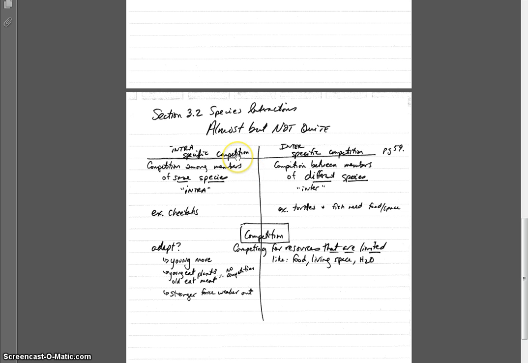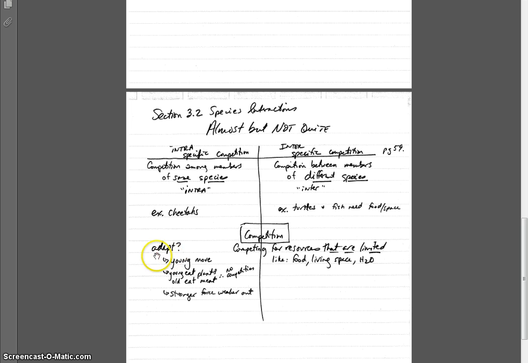And then what's similar between these two, right? That's the notion of competition itself. And so I put the definition of competition from the book, competing for resources that are limited. So maybe there's not enough food, or not enough living space, or not enough water. And so that's the bigger idea of competition, but then it's broken out into these two different ideas.